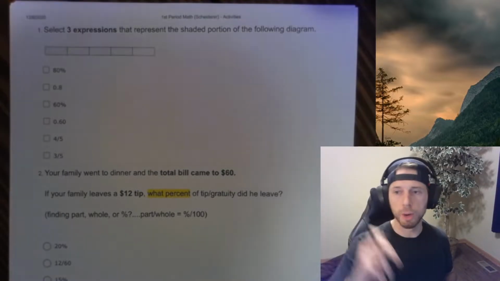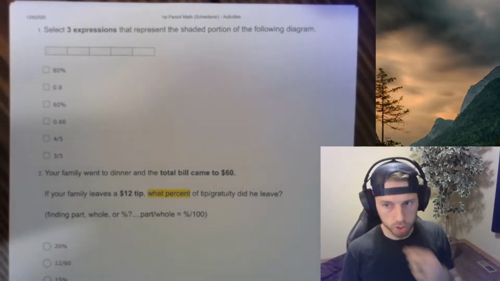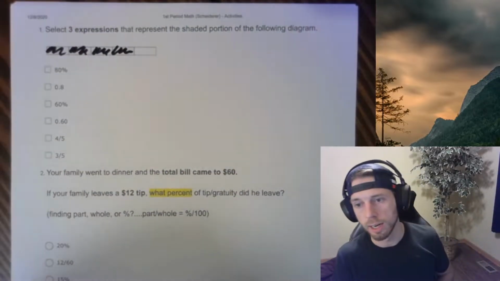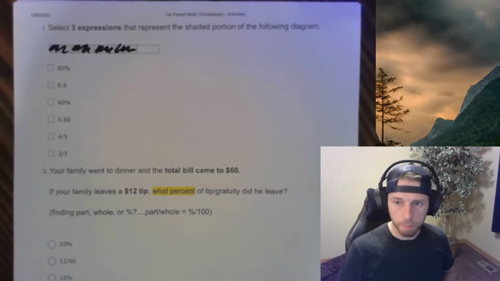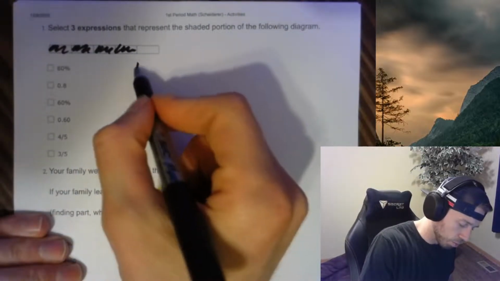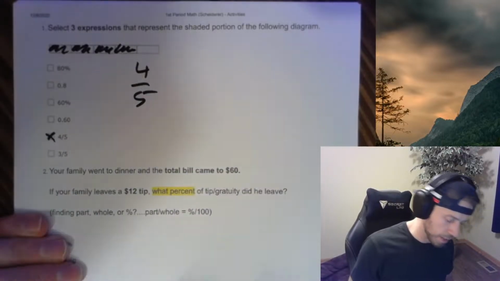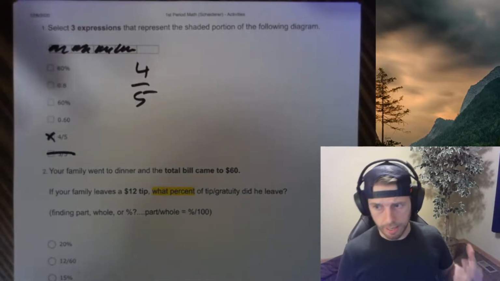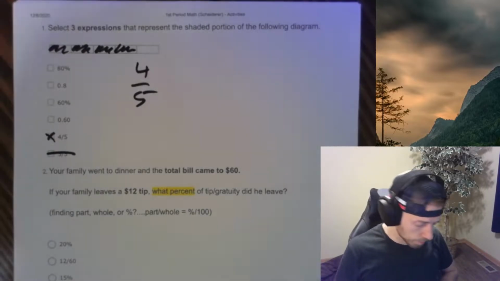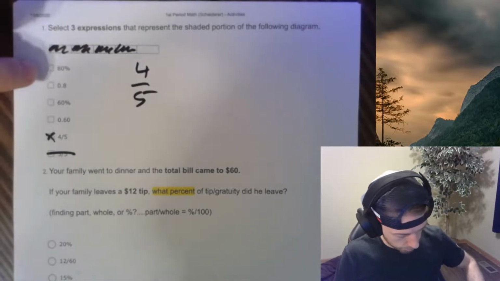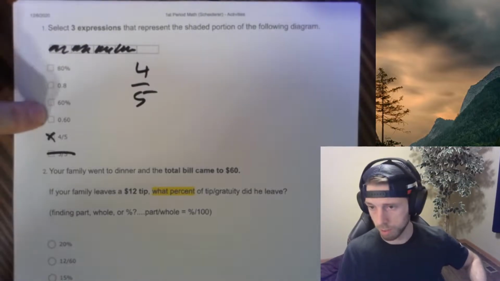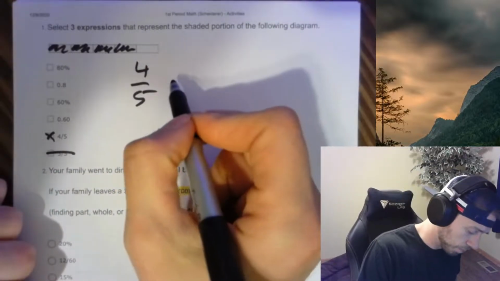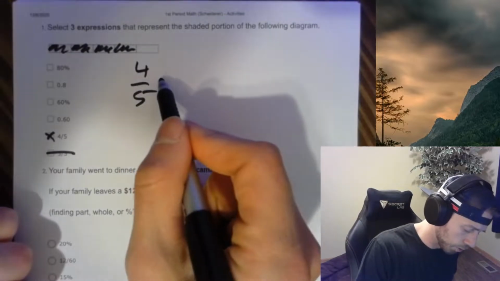Problem number 1. Select 3 expressions that represent the shaded portion of the following diagram. All 4 of those blocks are shaded in. It's a little hard to see there. But that is 4 out of 5 total blocks there. That's 4/5. It's going to be that fraction there. So definitely not 3/5. But then we have to find out what it is as a decimal or a percentage. And luckily for us, the 80% or 0.8 are the same, and 60% and 0.6 are the same. So as soon as we figure out what this is as a decimal or percent, we'll have the rest of our answers. What I would probably do is turn this into a decimal first, real quickly.